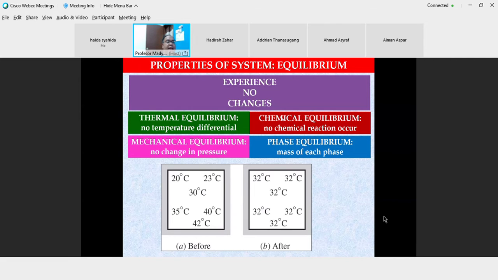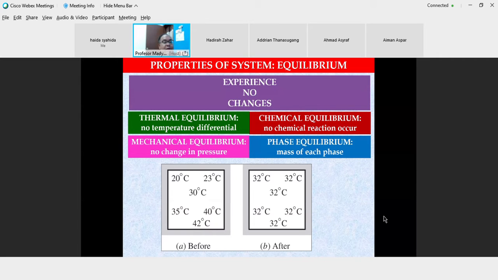Now, when we use the word equilibrium, later on if you hear it on TV news or when you read a newspaper, they say that because of the effect of thermal equilibrium, there is no problem with the system. So that means what? There is no temperature differential. Okay, so when the temperatures are the same, it's called thermal equilibrium. And then also we have the chemical reaction. So if there is no chemical reaction, it's chemical equilibrium.